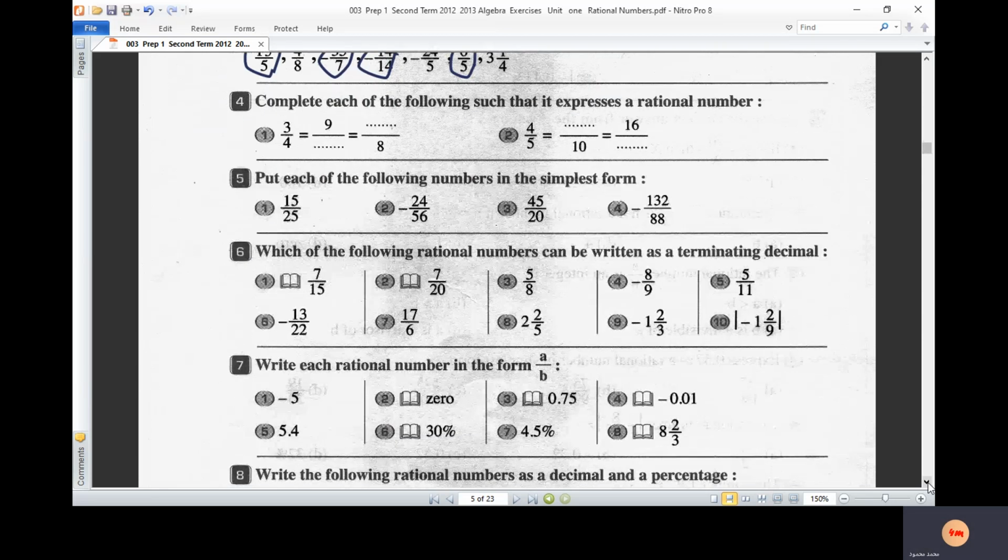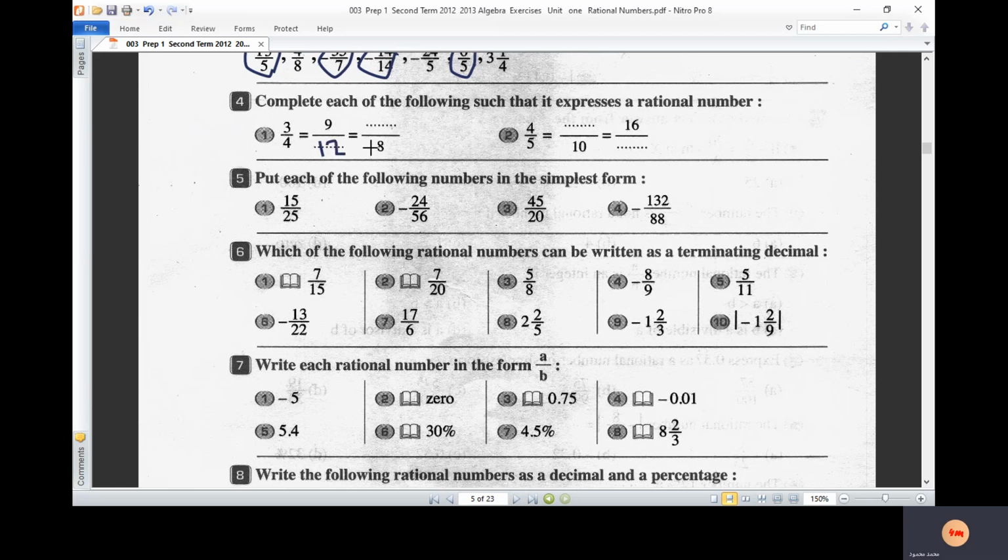Complete each of the following such that it expresses a rational number. 3/4. This is the same as equivalent fractions. We saw it in grade 4. Equivalent fractions. To answer it, 3 and here 9. 3 times what equals 9? 3 times 3. So 4 times 3 equals 12.